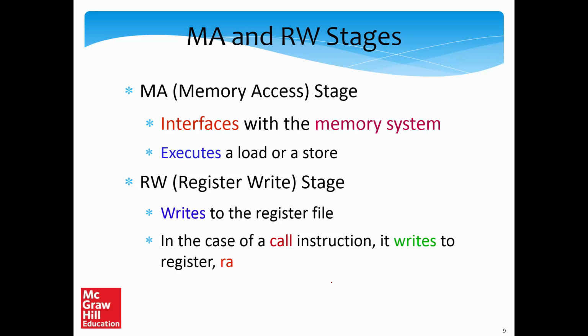Subsequently, we have the MA, the memory access stage, which interfaces with the memory system and executes a load or a store. And we also have the RW stage at the end, the fifth stage, which writes to the register file. And in the case of a call instruction, recall that the address of the next instruction was saved in the return address register RA.